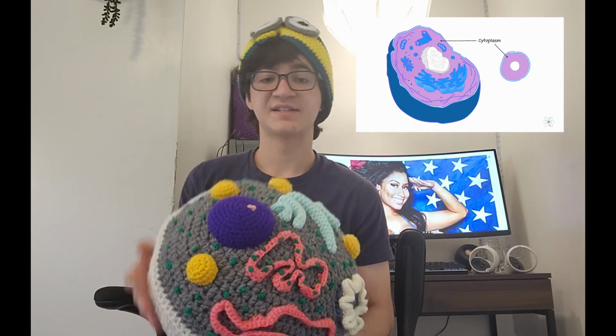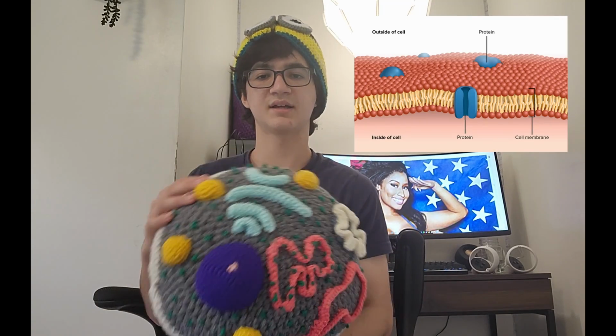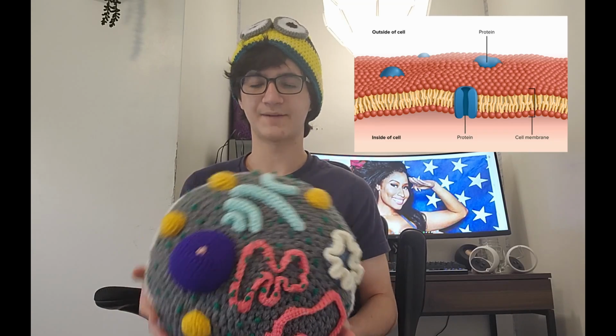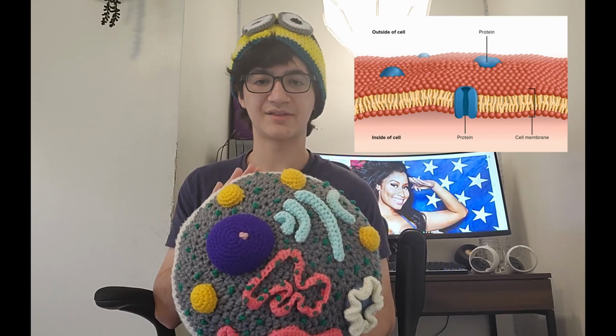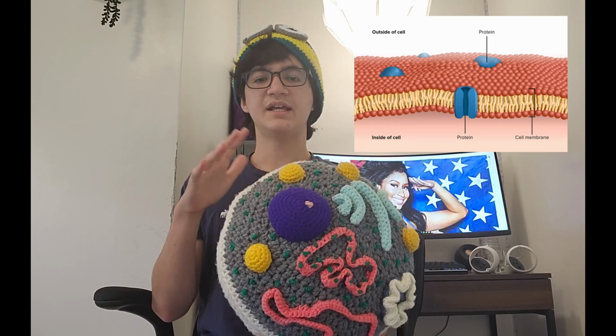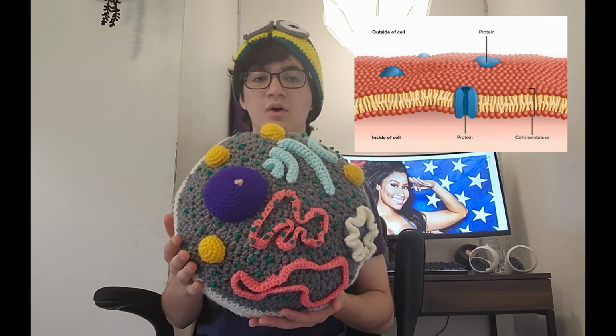And lastly is the cell membrane, which is the white part, also on the back. The cell membrane helps separate the cell from everything around it. It's made of a lipid bilayer that is semi-permeable, which means things can go in and out of it. It is also similar to the cytoplasm due to the fact that it keeps all the organelles in place.